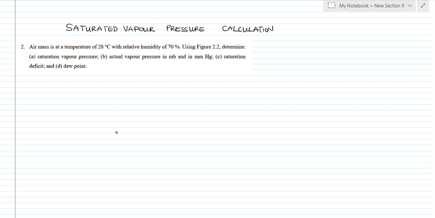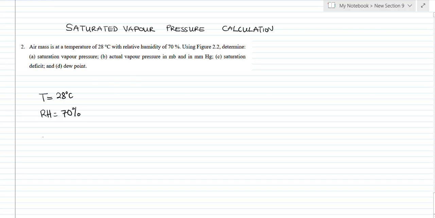Welcome back to the second question on saturated vapor pressure calculation. So we have a question. It says an air mass is at a temperature of 28 degrees Celsius. That is the temperature of the air, not the dew point temperature, with a relative humidity of 70%, right? Using figure 2.2. Figure 2.2 is simply the equation.